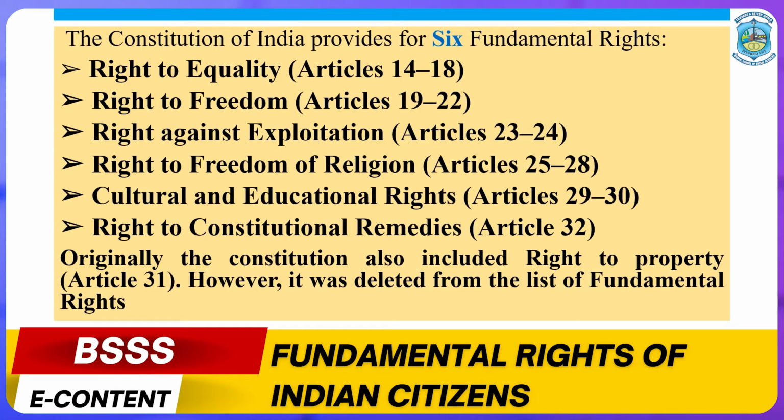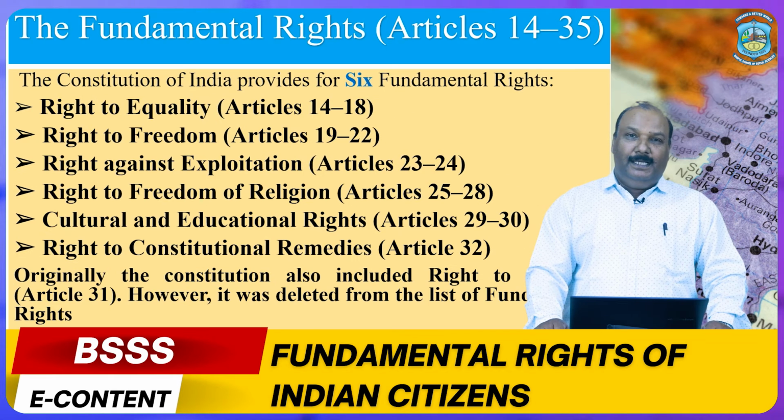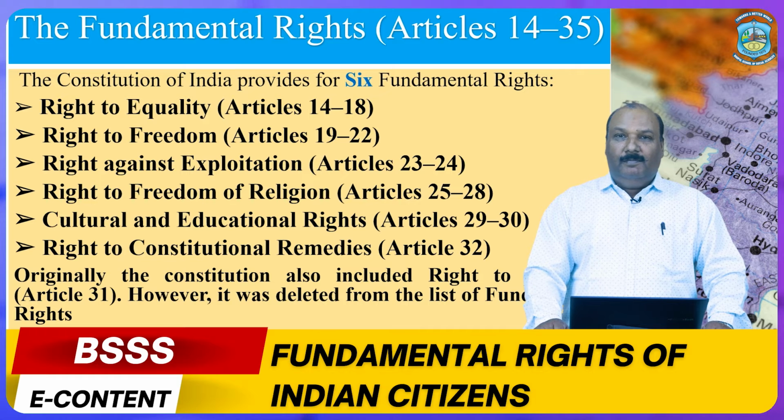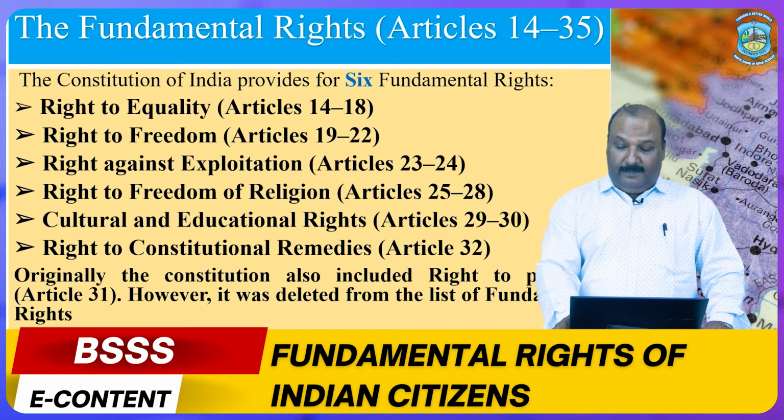Originally, the Constitution also included the right to property under Article 31. However, it was deleted from the list of fundamental rights. So basically there were 7 fundamental rights given initially, but nowadays we can say Indian citizens have only 6 fundamental rights. Let's try to understand them one by one.